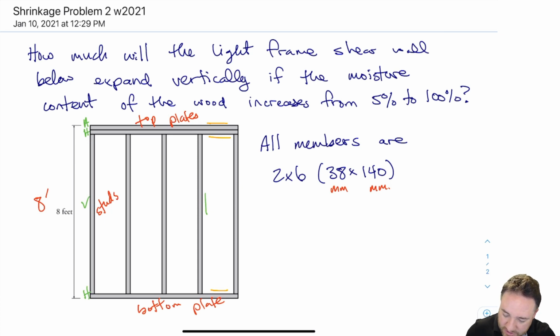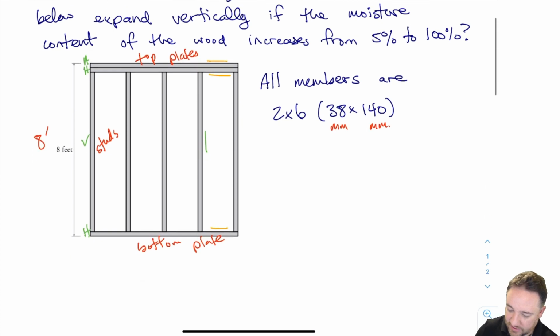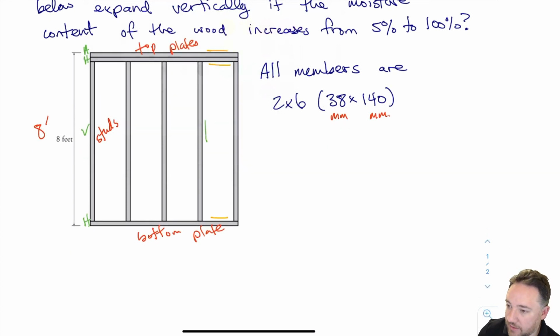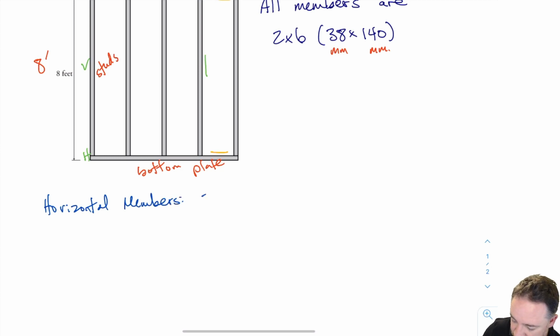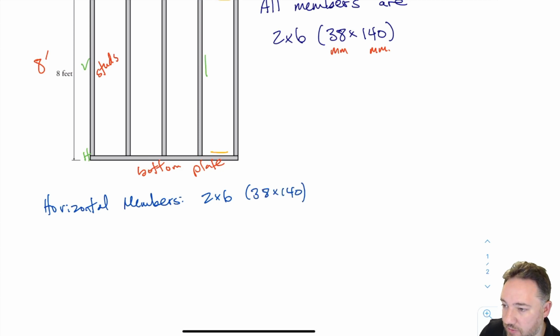I want to figure out how much each of these layers is going to expand. All the horizontal layers are the same width, so I'm just going to make that calculation once, and then I can multiply it by 3. For the vertical one, I'm going to have to figure out what the height of that is, and then how much the elongation is for that stud. So if I'm looking at the horizontal members first, which are 2 by 6, 38 by 140, which we know from above.